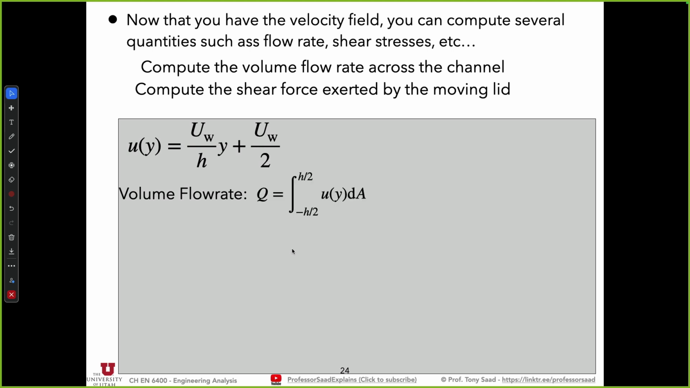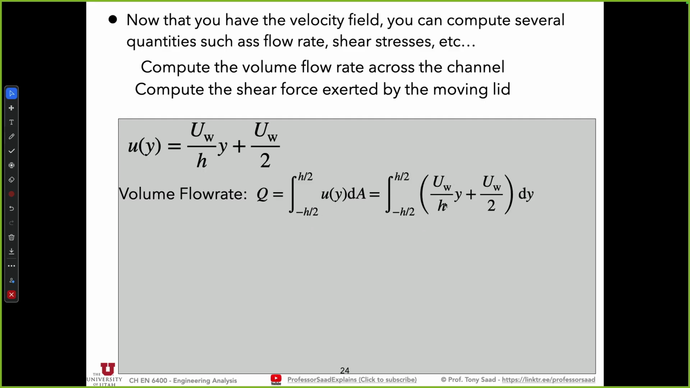Okay, we'll do a couple of things here. I'm going to compute the volumetric flow rate. So the volume flow rate is essentially the integral of the velocity profile at any cross section in the channel or the pipe. So if you were to take a cross section from minus h over 2 to h over 2 and you integrate the velocity profile, you're going to get the volumetric flow rate. So in this case, this would be the integral from minus h over 2 to h over 2 of u(y) dA. Now, the area here, I have unit depth, so my area is simply dy. My unit area is dy times 1.